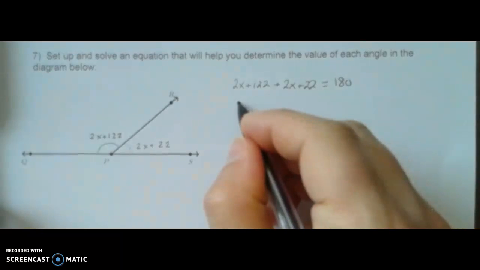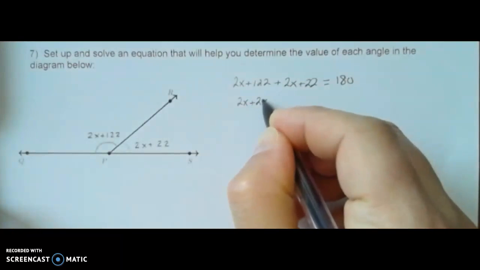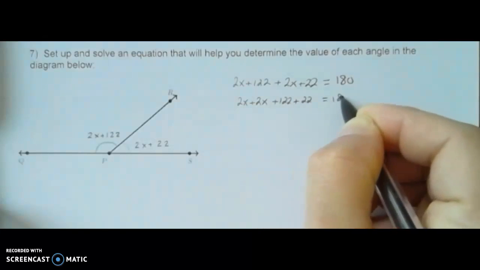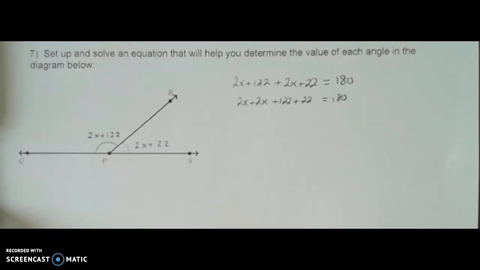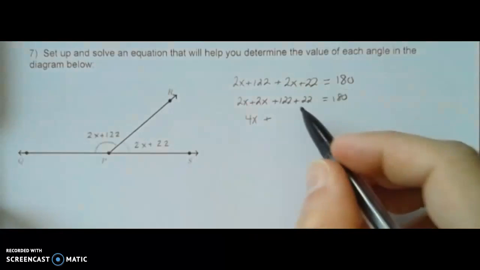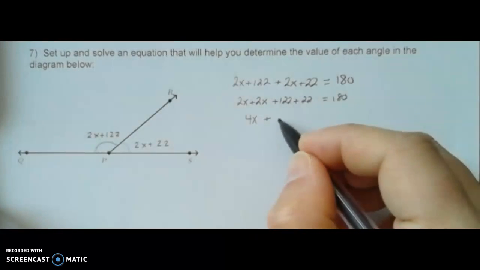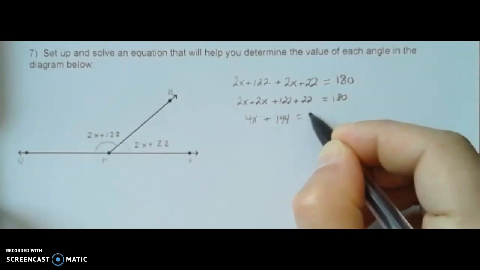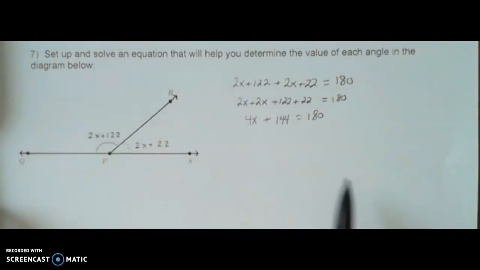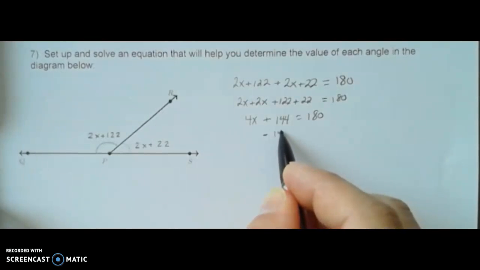Okay, let's just rearrange and get our similar terms together. 2x plus 122 plus 22 equals 180. And now we can combine our similar terms to make a two-step equation. 2x and 2x is 4x, plus 122 and 22 is 144, equals 180. And now we'll get the 4x alone by subtracting 144 from each side.